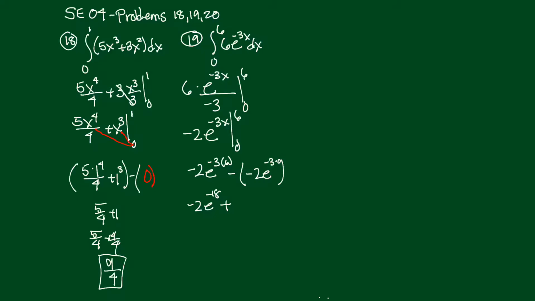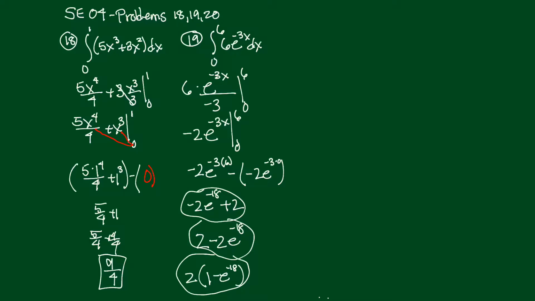Let me try that again. 0 times negative 3 is 0. E to the 0 is 1. 1 times that negative 2 is negative 2, but we get negative is positive. We're just going to get a 2. You know what I think I'm going to do here? I mean, this is okay, but maybe what I'll do is just turn it around so I don't have that negative in the front. So I could write it as 2 minus 2e to the negative 18. Or then, I mean, that's okay too. Or I could even factor the 2 out, getting 2 times the quantity 1 minus e to the negative 18. I think any of those 3 will work.